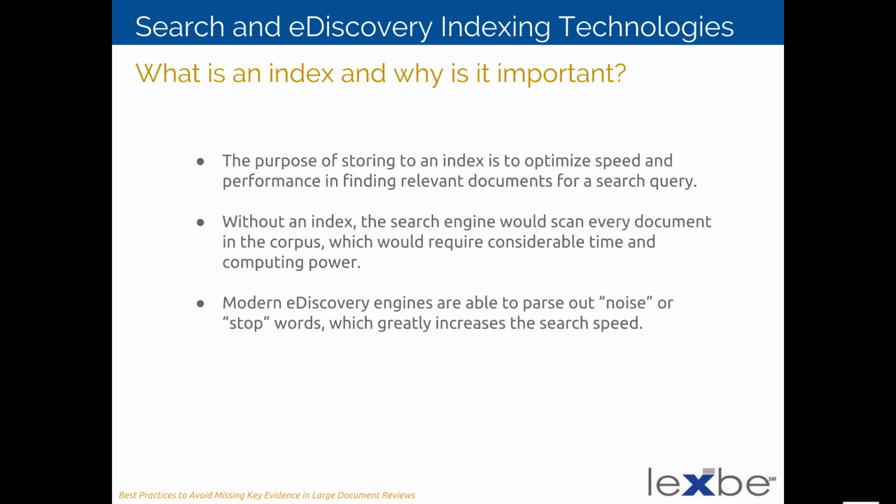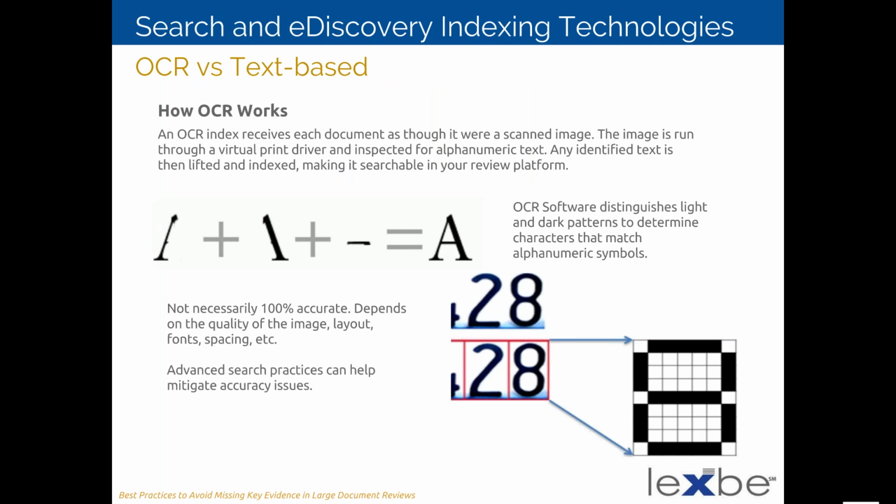So now we're going to talk about OCR index versus a text-based index. OCR is something that most of you have probably heard, but maybe don't understand what it means. So the OCR is an index that receives the document like it was a scanned image, and it will go over all of the words in the document, and it will be able to pick out the characters. And you'll see here that it distinguishes light and dark patterns that determines the characters that will match various alphanumeric symbols. So this is not always 100% accurate, and again, that goes back to what we were talking about with these medical records especially. So it depends on the quality of the image.